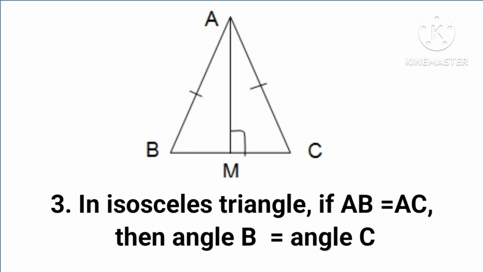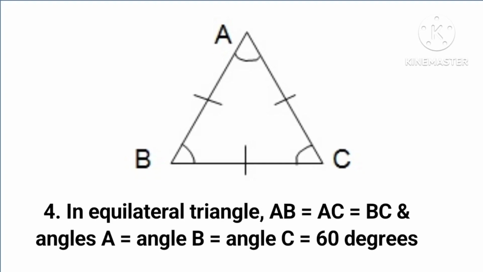To prove this, draw AM perpendicular to BC. You can now prove that triangles ABM and ACM are congruent by the RHS rule. 4. In an equilateral triangle, AB is equal to AC equal to BC, and angle A is equal to angle B equal to angle C equal to 60 degrees.